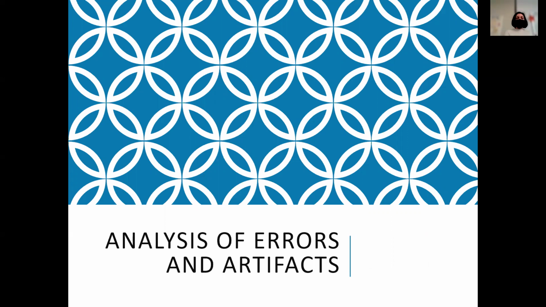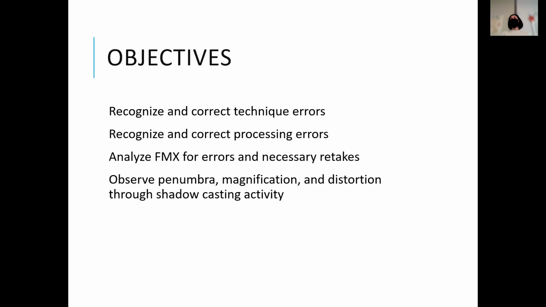Okay. So analysis of errors and artifacts. This is mostly having to do with traditional films. So a lot of this is not going to be very relevant with our digital films, but in lab, we'll have a little practice looking at some real traditional films that have some errors, and then you just have to figure out what that error is.